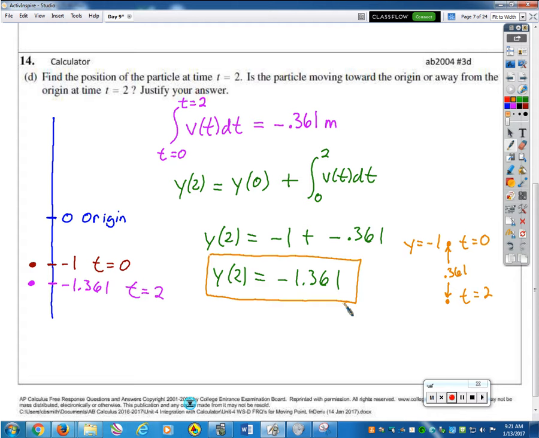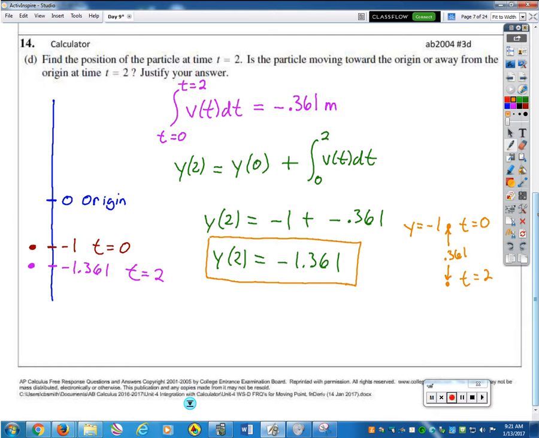Okay, anybody else have a question to that point? Okay, now the next part she said is right here. Is the particle moving toward the origin or away from the origin at time equal 2? All of you can answer this pretty easily. When we're talking about movement of particles or movement of anything, we're always talking about the position of the particle, the acceleration of the particle, the velocity of the particle. Just raise your hand and answer this.